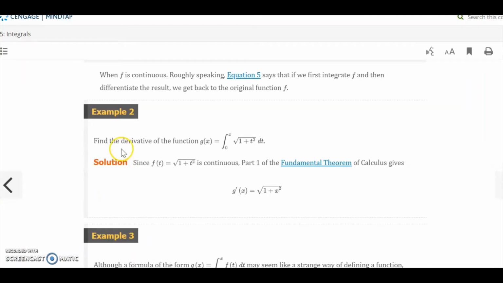Well, here's a pretty basic example. So let's say we want to find the derivative of the function g of x, and we're looking from 0 to x, and we have the function here, the square root of 1 plus t squared dt. Well, let's say we want to find the derivative of the function, so we take the derivative of both sides. If we take the derivative of this side, all we have to do is take an x and plug it in to where we see t. So that's how we find the derivative of our function.